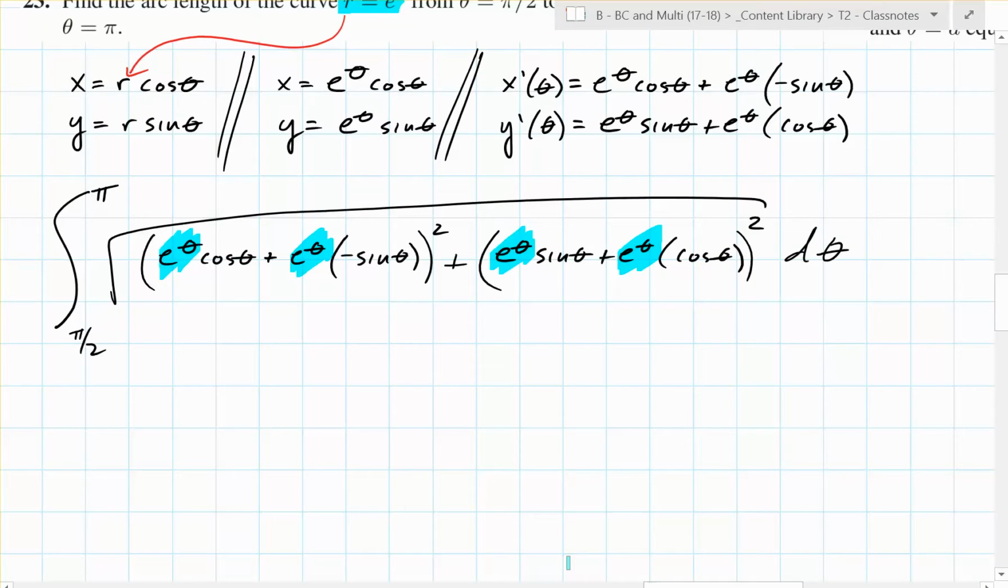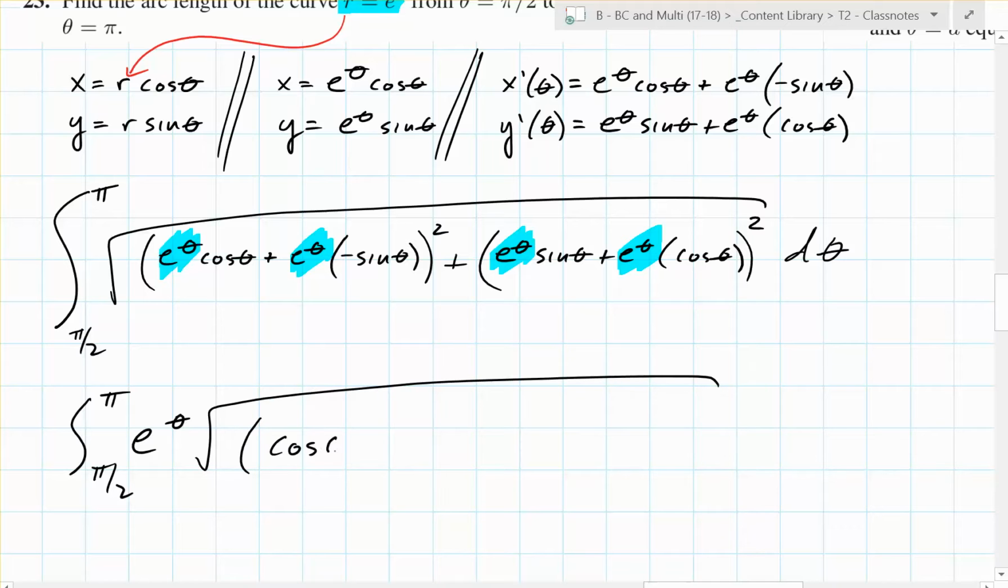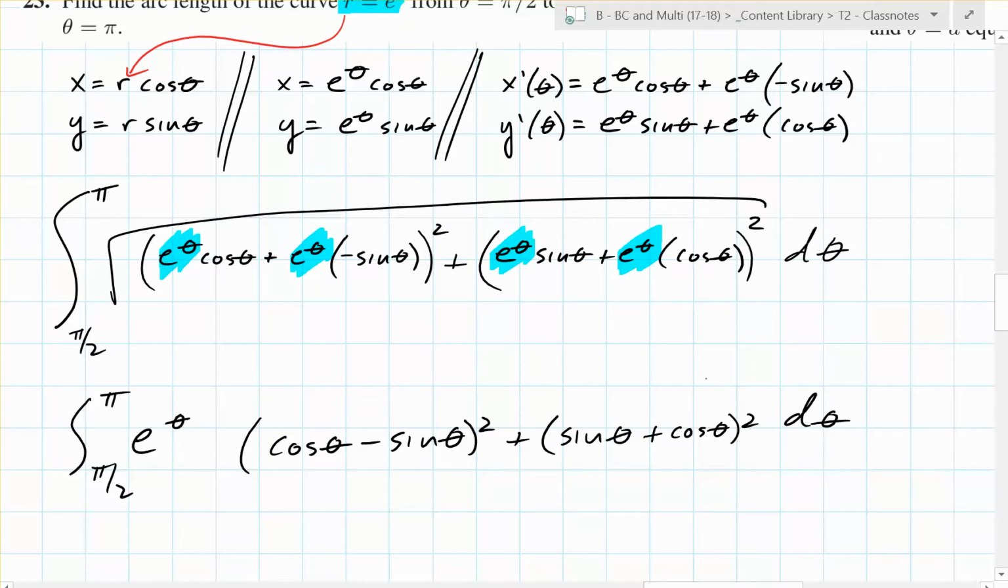So e to the theta, pull it out from the square root. So what does this actually become? Oh wait, you can't pull it all the way out, excuse me. It becomes the integral from pi over 2 to pi of e to the theta times the square root of cosine theta minus sine theta squared plus cosine theta plus sine theta squared d theta. I think that's what it becomes, like that. Nice. So the question is, what should you do at this point?